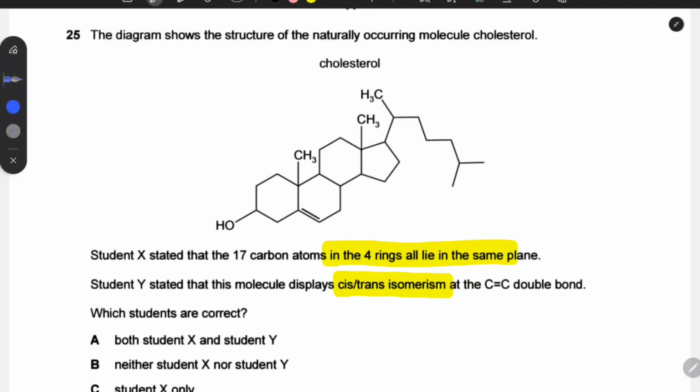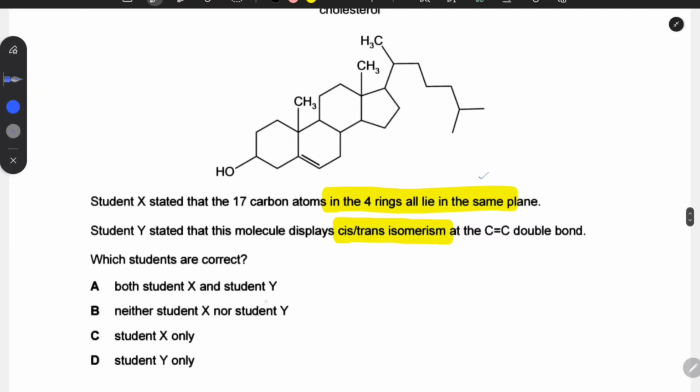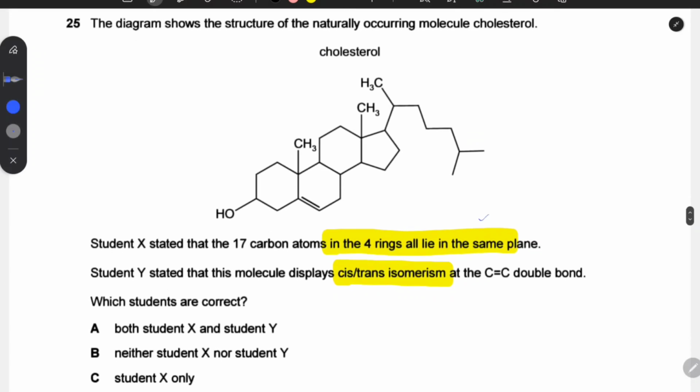Question number 25. The diagram shows the structure of the naturally occurring molecule cholesterol. Student X stated that the 17 carbon atoms in the 4 rings all lie in the same plane, and student Y stated that the molecule displays trans isomerism at this carbon double bond carbon. Which student is correct? Okay, so the first student is saying that all carbon atoms lie on the same plane.